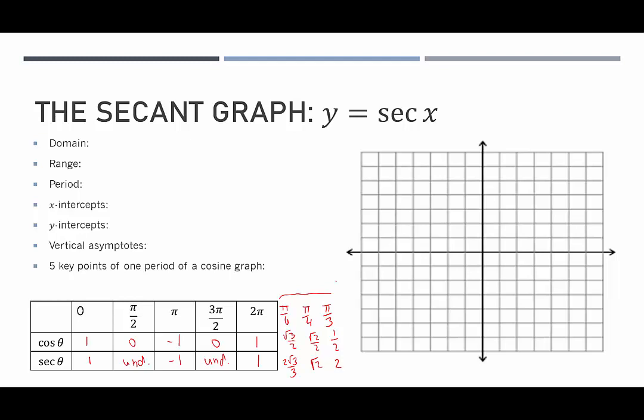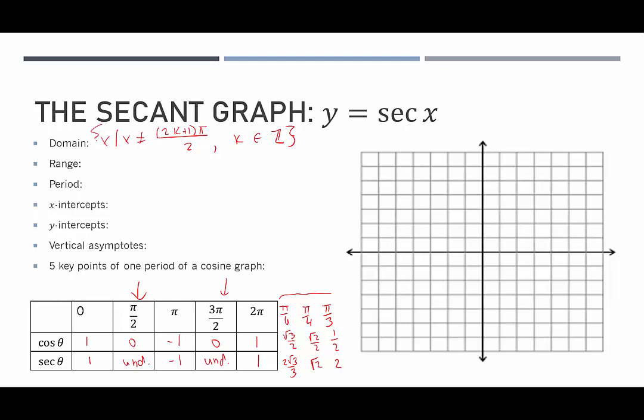Okay, so the domain. Is there anything that leads to an issue? Yeah, there's a problem here. There's going to be a problem at 5 pi over 2. So we have the same problem that we had with the tangents. So we would say the domain is x such that x does not equal 2k plus 1 times pi over 2, where k is an element of the integers.